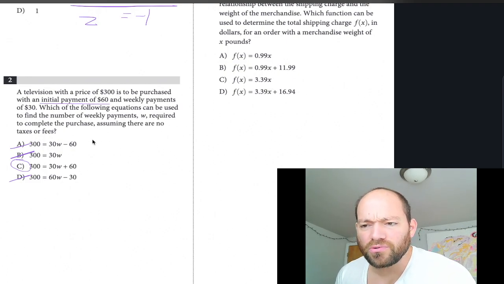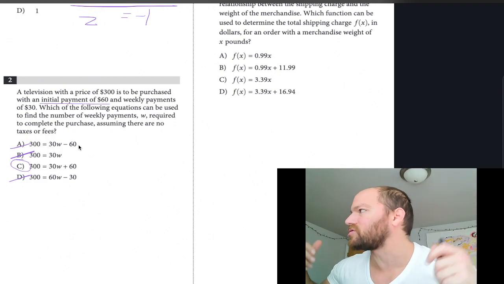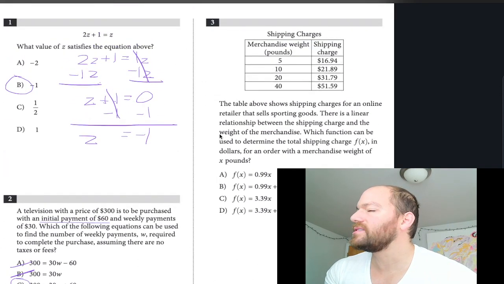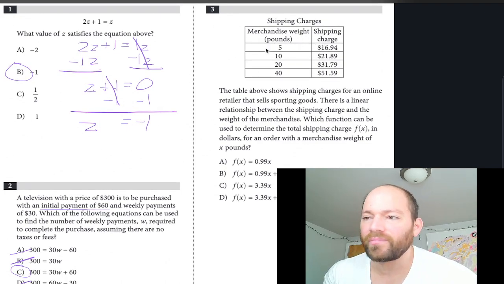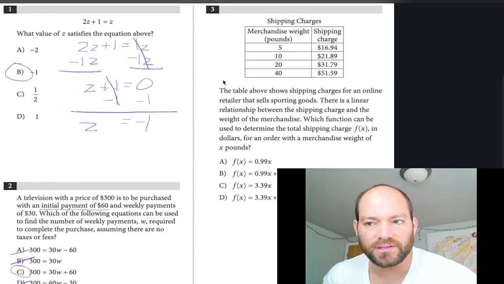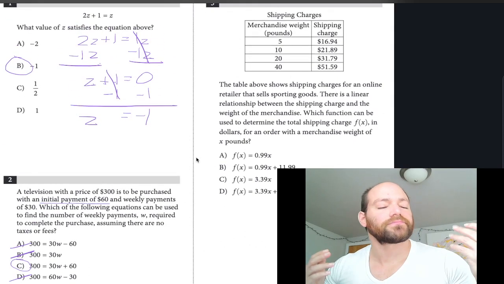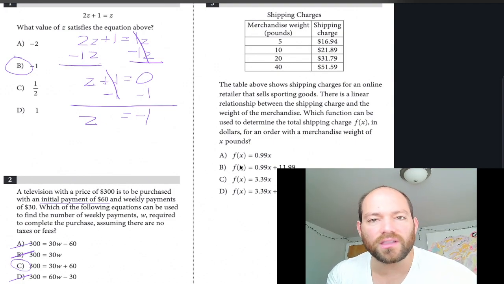Okay. Which of the following equations can be used to find the number of weekly payments w required to complete the purchase, assuming they're... Okay, what a surprise. They were asking us which equation matches the situation over here. Let's check out this next one, number 3. Okay, now before I even read this question, I want to point out to you, look what we got. They give us a table of values, and they give us equations in the answer choices. So, all they're going to be asking us here is which equation fits the data up here, okay?